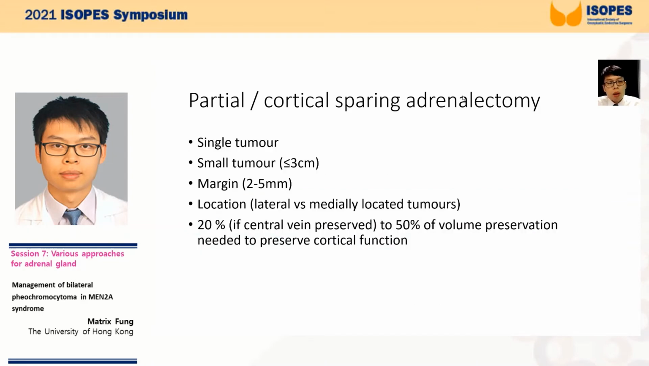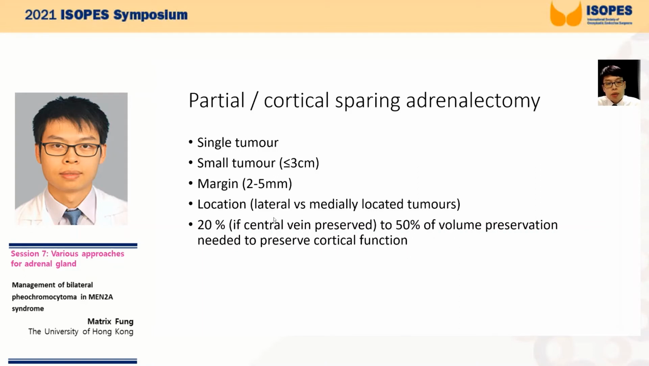So, what are the selection criteria for a successful cortical-sparing adrenalectomy? Most of the authors in the literature agree that a small single tumor of less than 3 centimeters would be favorable. A typical margin of 2 to 5 millimeters is recommended.